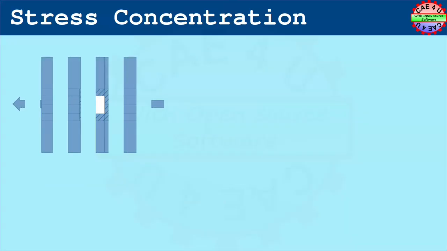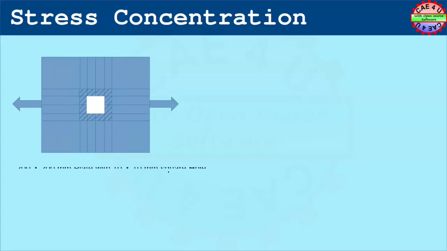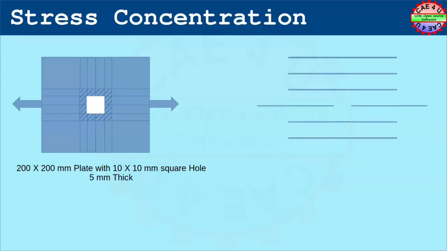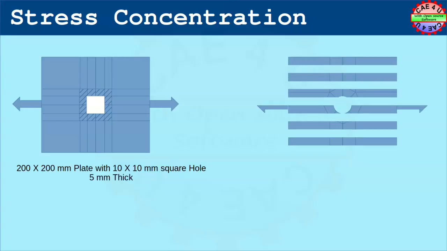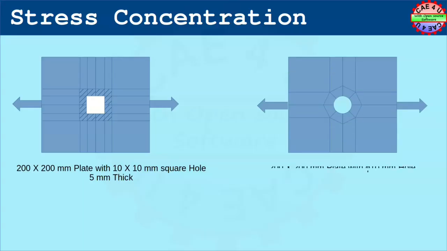For simulation, we will consider a square plate of size 200 mm by 200 mm with centrally located hole of dimension 10 mm. We will consider the thickness of the plate to be 5 mm. We will consider two-hole configuration, one with a square hole and another with a circular hole. The square hole represents zero fillet radius, which means we will simulate a very sharp corner, and on the contrary, the circular hole represents the maximum fillet radius that is possible.